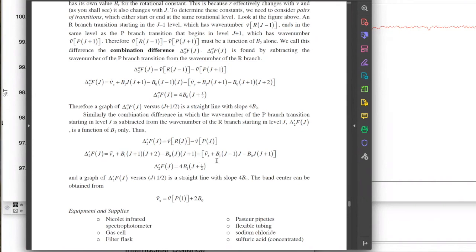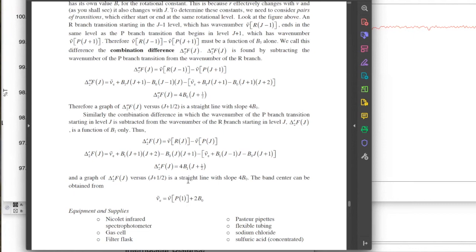And if we do the algebra here, that combination difference should be equal to 4 times the rotational constant of the upper state, right? Because the lower state one canceled out with that one. So we only have the upper state rotational constant. We're going to plot this as a function of J plus 1. The J is the value of the state it started in, right? And we should get a straight line with the slope 4 times the rotational constant in the V equals 1 state. Perfect. That's really easy.